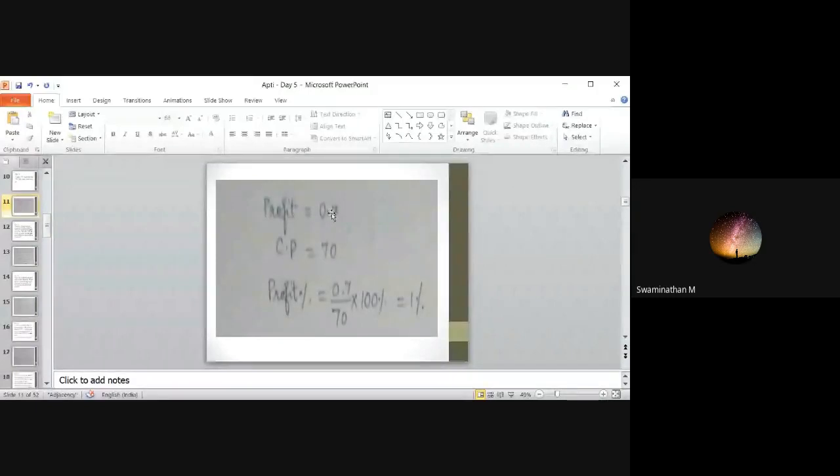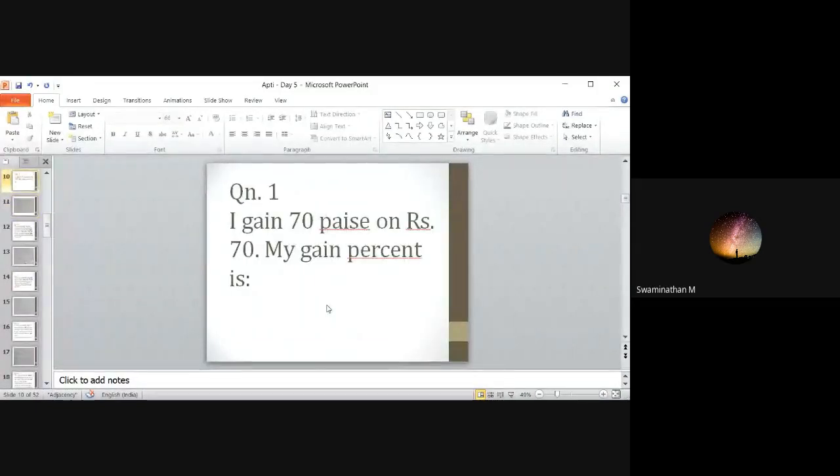So profit is 0.7 rupees, cost price is 70. Gain is profit by cost price into 100. 0.7 by 70 into 100, you will get 1%. Why, guys, different answers? Now, at least, you can understand. This is very basic. I thought many would get it, but it's not so. Okay, guys, for the first time, okay.